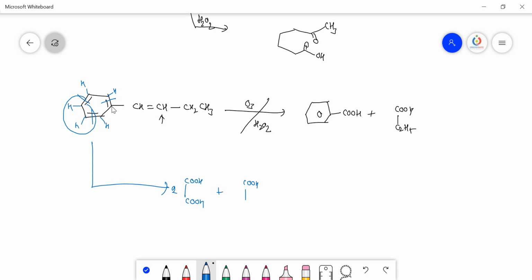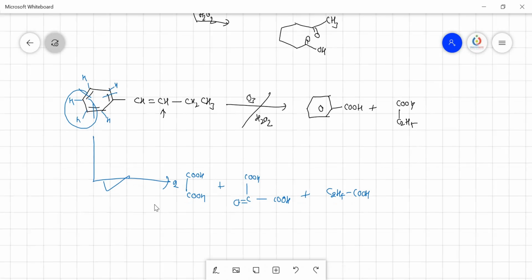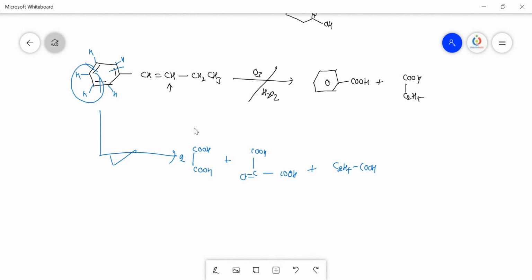Next one is here CO. This is the keto part. Next one is this COOH. And this is as it is, C2H5 COOH. This is the original product. So generally they mention whether it is participating in the prolonged oxidation or just normal oxidation.